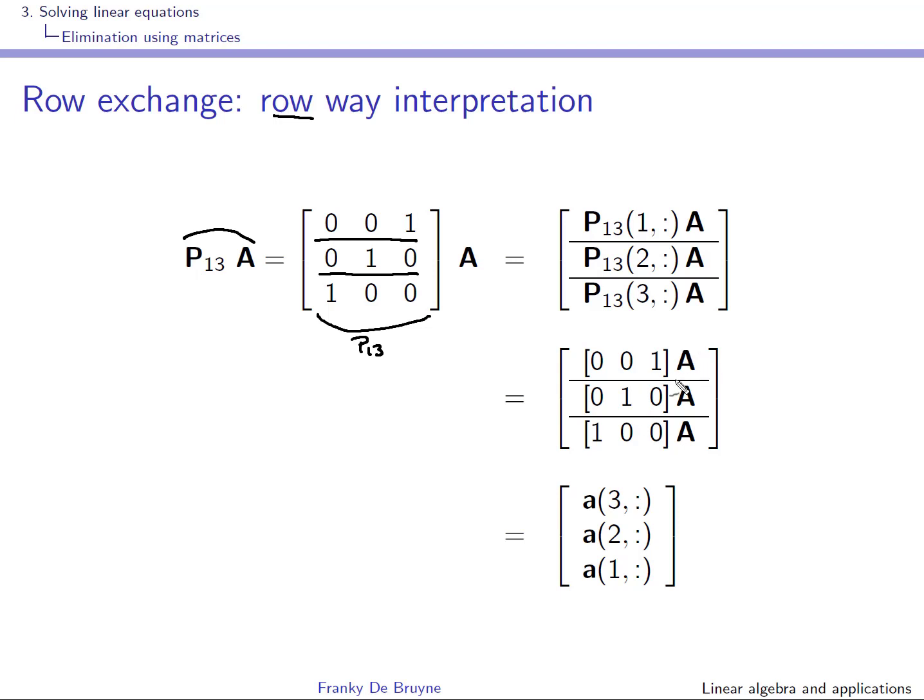Okay, so the first row over here, as I said before, can be seen as a linear combination of the rows of A, and it's 0 times the first row plus 0 times the second row plus 1 times the last row. So this is why you end up here with the third row. Here you'll select with the 1 over here the second row. Okay, this row has remained as is, and here you will select the first row. So we have indeed interchanged row 1 and 3.